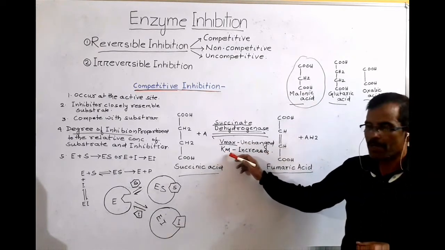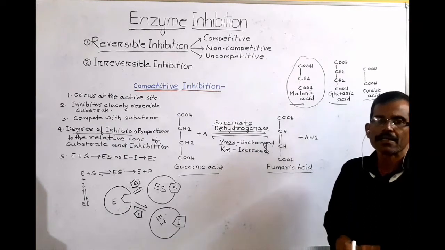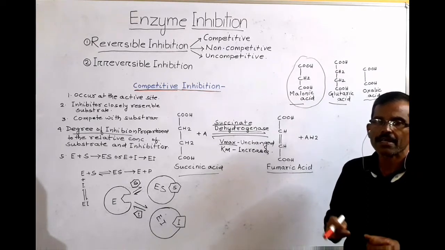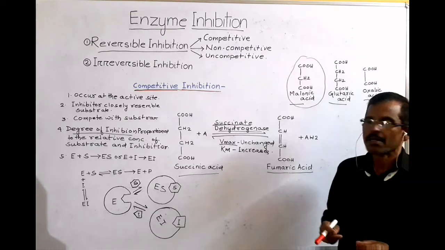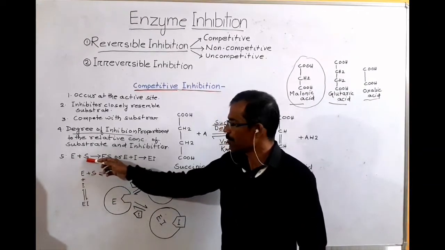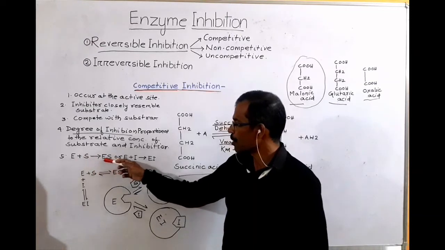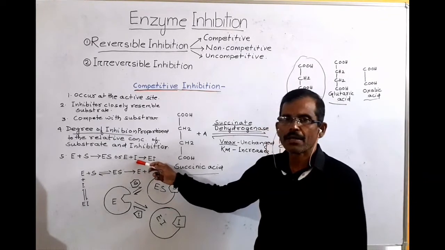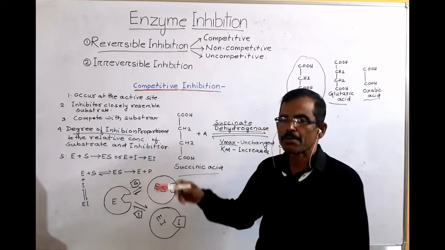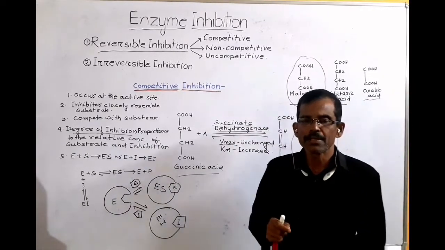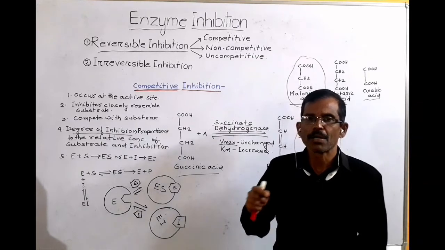What is this Km? Km is the Michaelis-Menten constant. It is equal to the substrate concentration at which the reaction rate is half maximal. In case of competitive inhibition, the enzyme either binds with the substrate to form the enzyme-substrate complex, or it can bind with the inhibitor to form the enzyme-inhibitor complex. But the enzyme does not bind with the inhibitor and the substrate simultaneously.